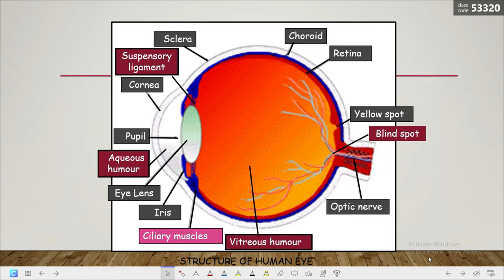The vitreous humor is to maintain the eye shape and also to focus the light onto the retina, and it has the same function as the aqueous humor. The ciliary muscle is to control the thickness of the lens. All right, so we move on to the next part.